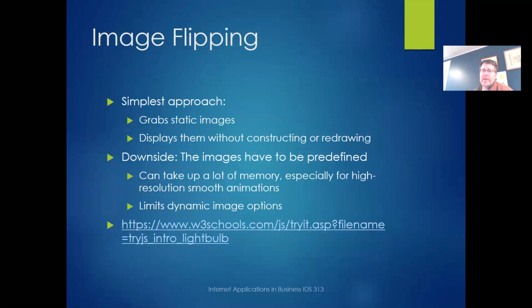So again, the downside: if you're doing image flipping, the images have to be predefined and can take up a lot of memory. What you maybe don't want is many gigs of data involved, and somebody comes to your website and wants to play this game. Well, guess what? It takes like three minutes to download all the stuff to be able to play. Most people aren't going to have that much patience. The other thing is this kind of code limits your dynamic image options. If you're relying entirely on predefined images, you basically can only go with what's there. It doesn't always allow you much flexibility.